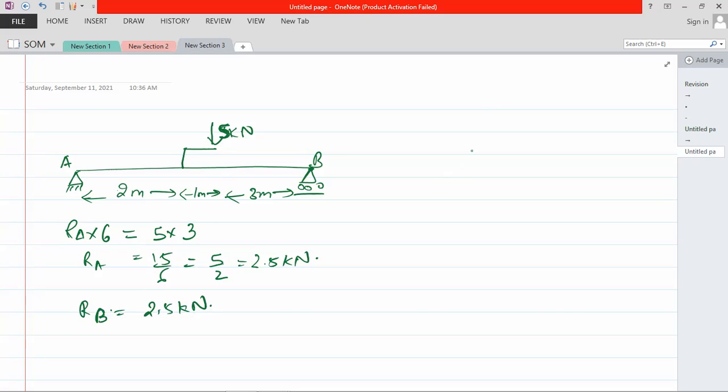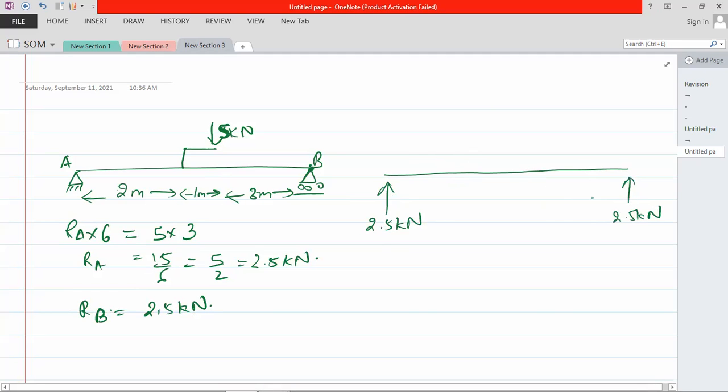Okay. Now we have to draw the bending moment diagram. So let's first draw the free body diagram. This is 2.5 kilonewton, this is also 2.5 kilonewton, and up to here it is 2 meter. Then 1 meter up to here, and after that 3 meter.